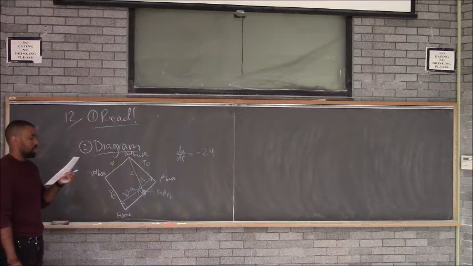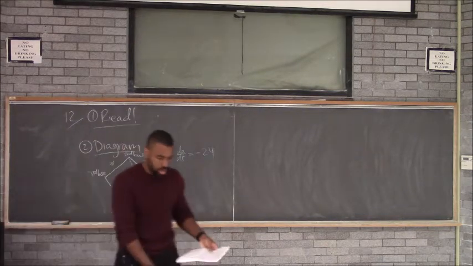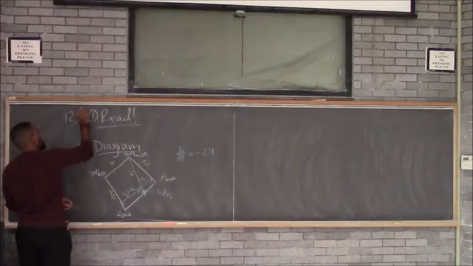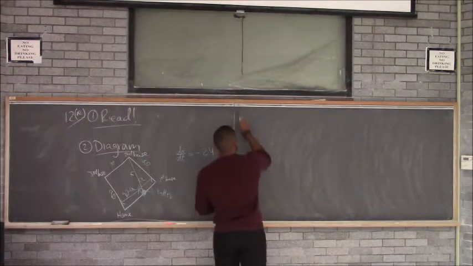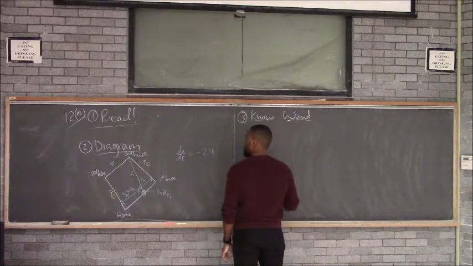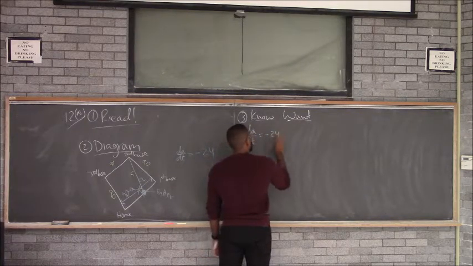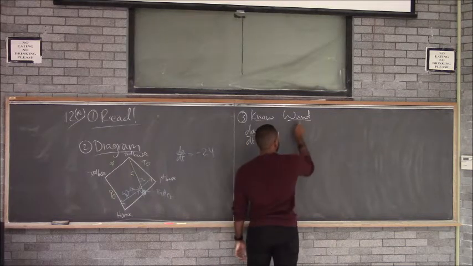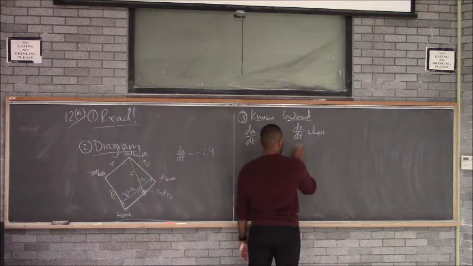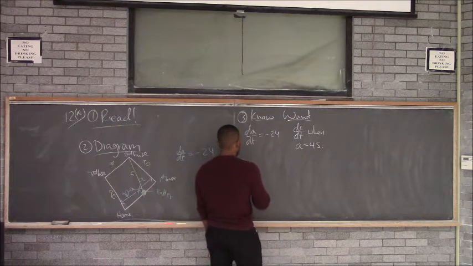Okay. All right. So there are two parts here. There are two separate related rates problems. So let's actually talk about part A. Okay. So what do we know? What do we want? Well, we know dA dt, minus 24. We want dc dt when A equals 45. Equation.